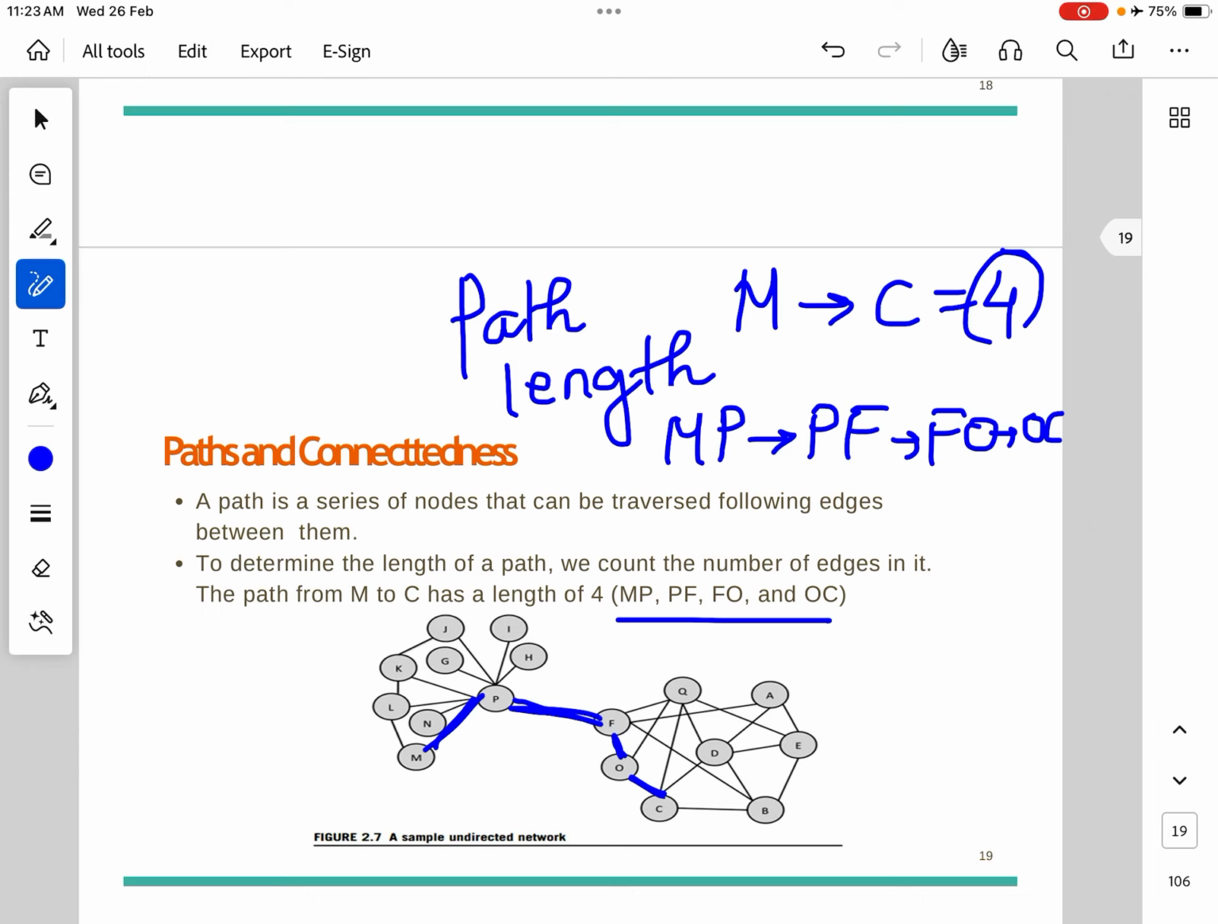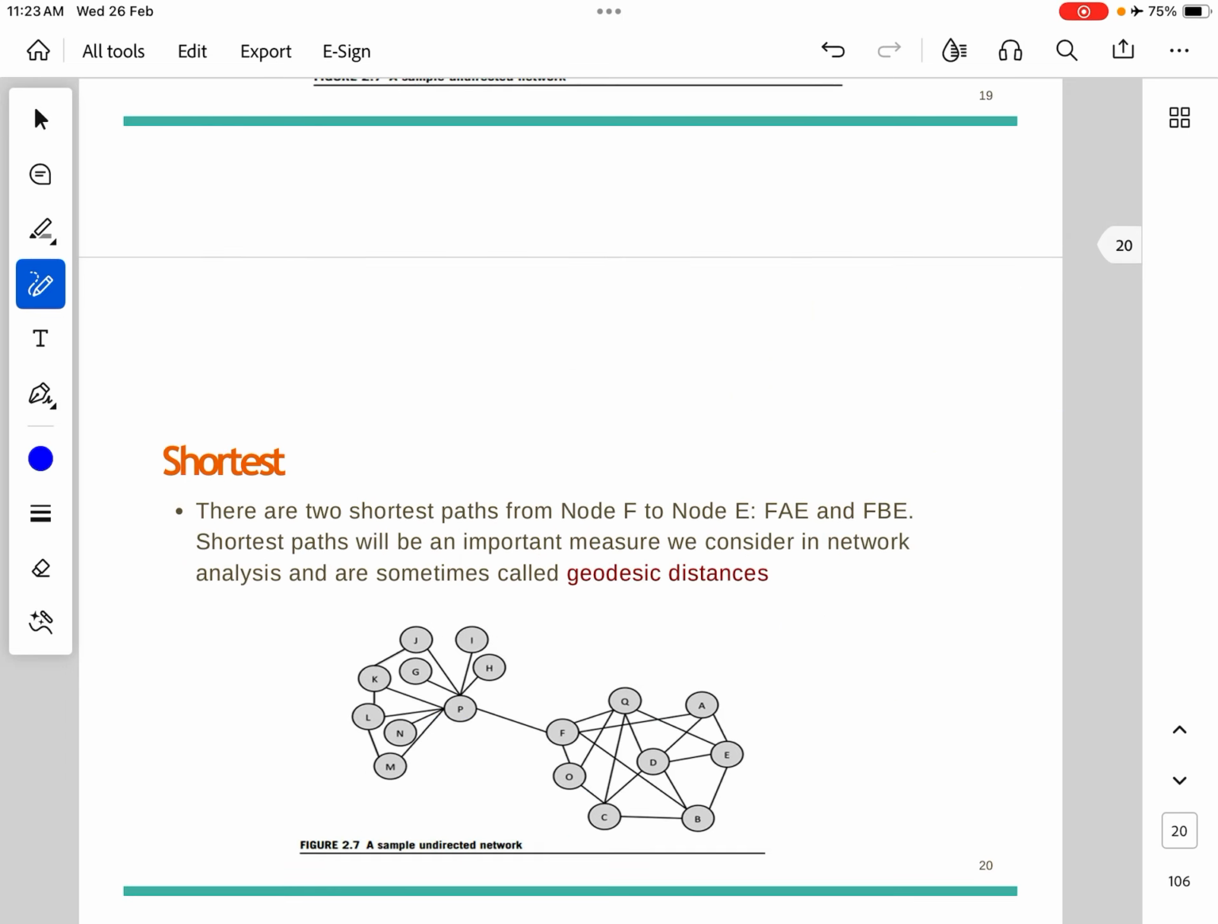You have to calculate the path length. The question they can ask you, calculate the path length. Simply you have to calculate the length of the path by counting the number of nodes. So if you count 1, 2, 3, 4, there are 4 nodes. So path length is straight away 4. So just calculate the number of nodes which are there in the path from your initial node to your end node.